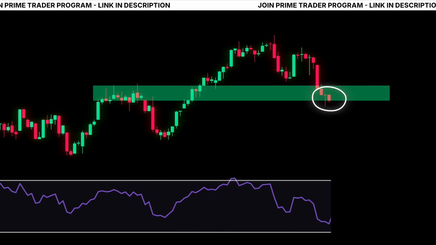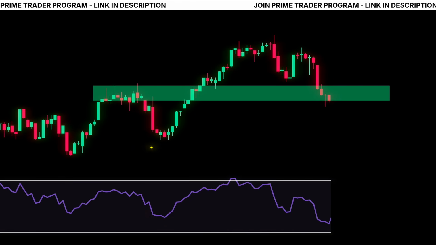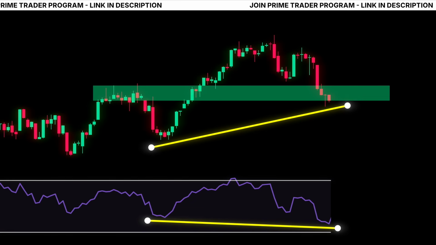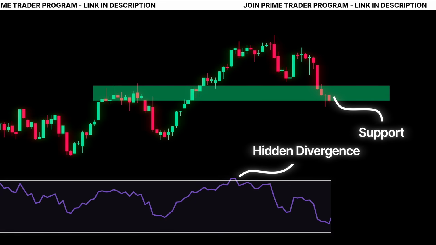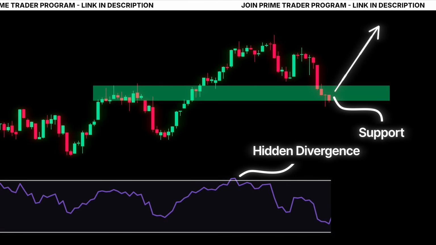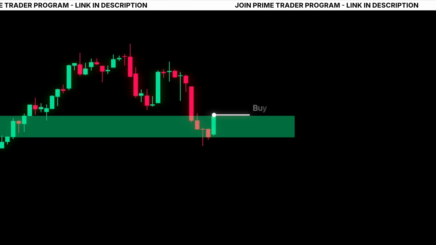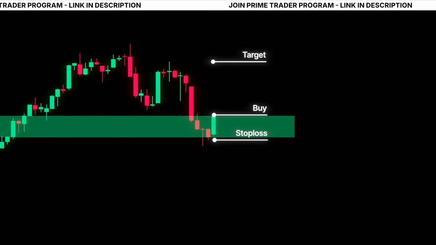The price moves closer to the support level, where we notice a hidden divergence. The price has created a higher low, while the RSI has created a lower low. This is a bullish hidden divergence. The support and the hidden divergence both indicate a potential up move. So when the price goes back above the support level with this big green candle, we enter a buy trade. We keep our stop loss below the support level and target a 2:1 risk-reward ratio.